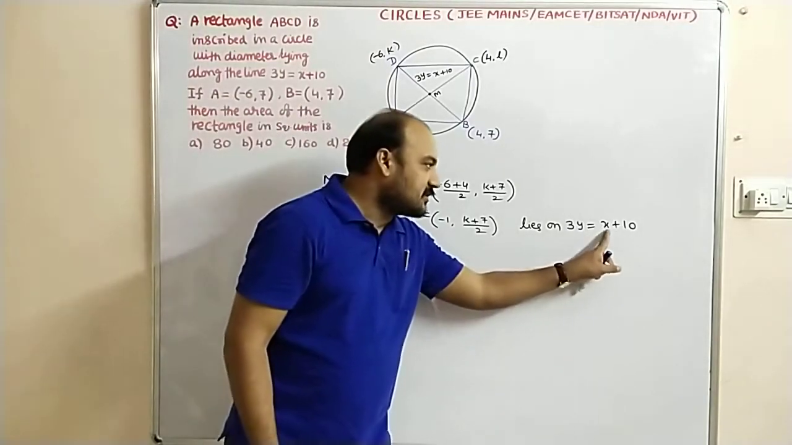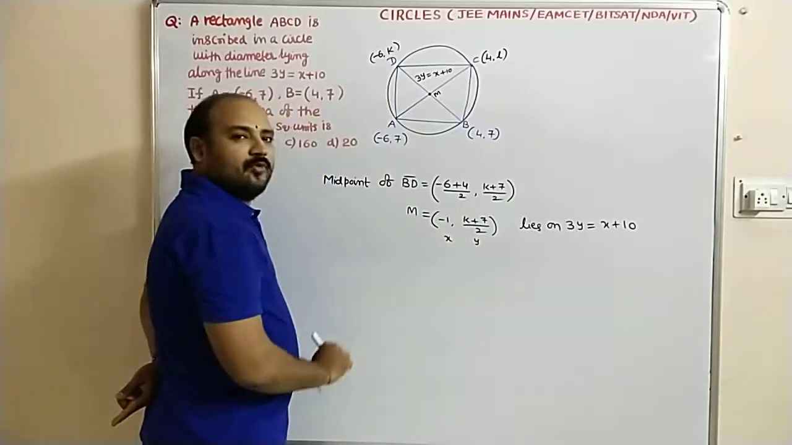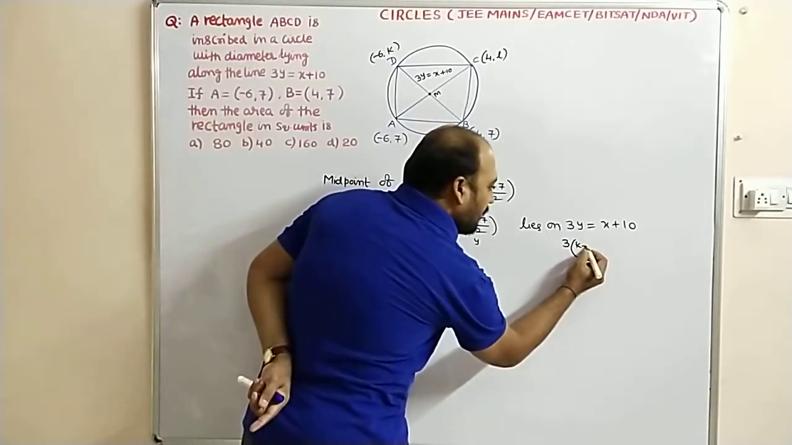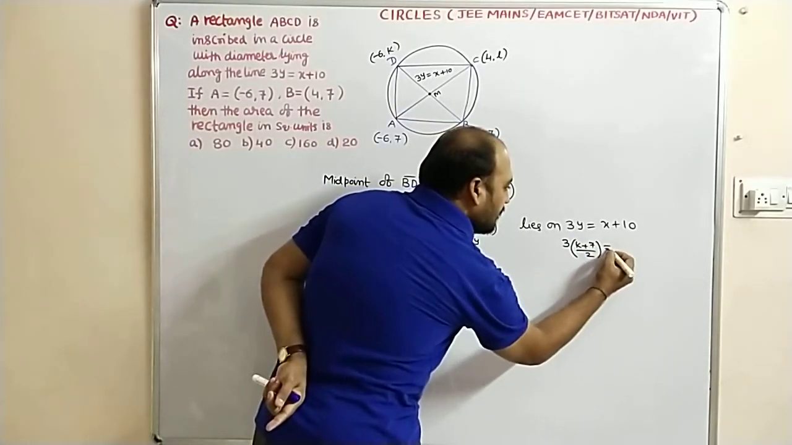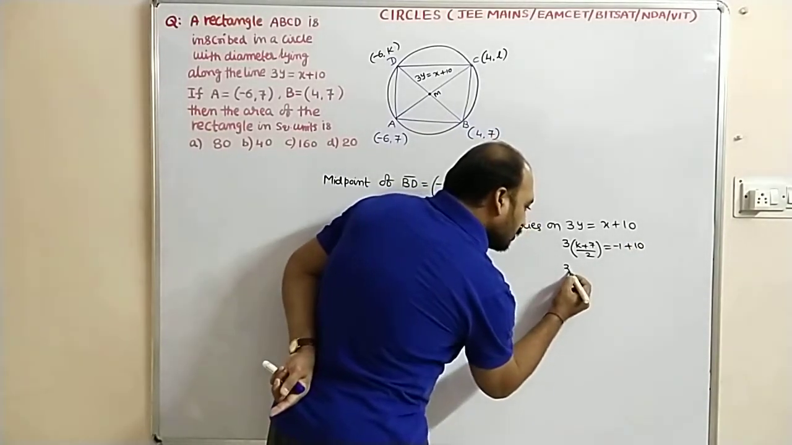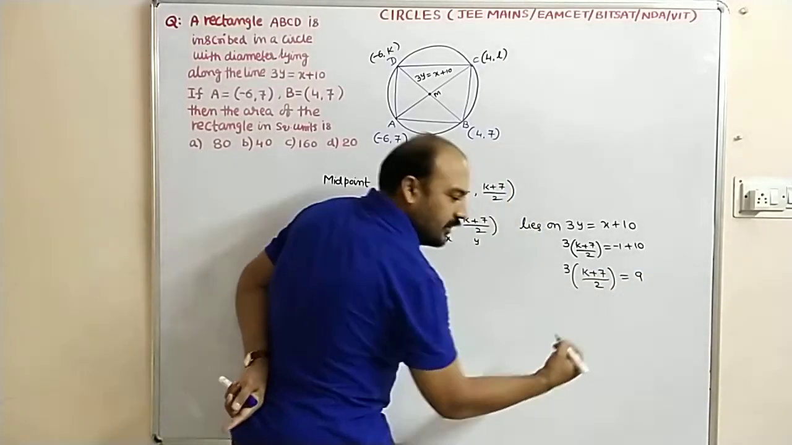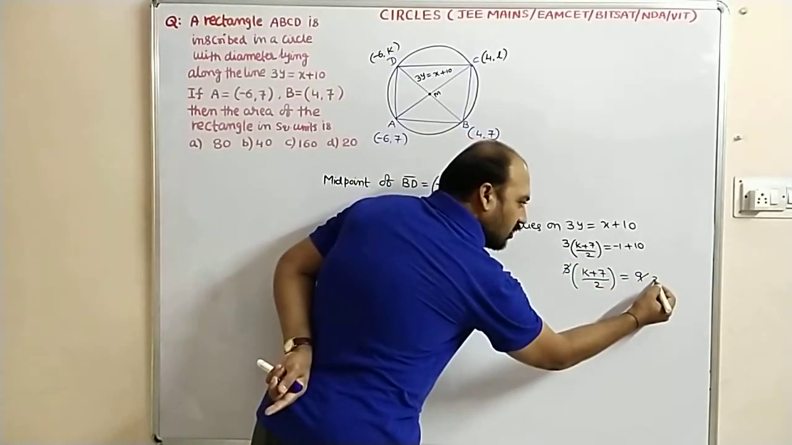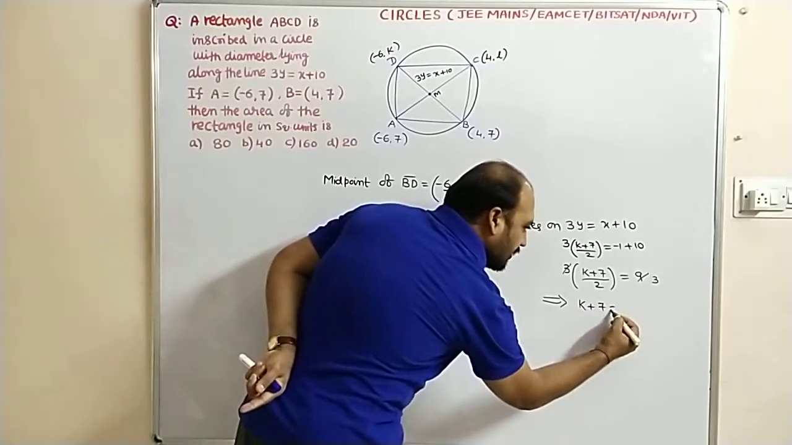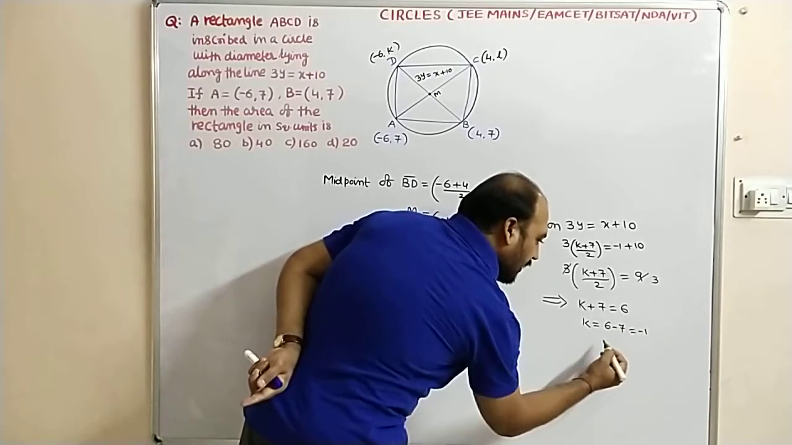Now, in place of x and y, substitute and get the value of k. So 3 into, in place of y, (k + 7)/2, is equal to, in place of x, -1 + 10. So 3 into (k + 7)/2 is equal to 9. Cross multiply: that implies k + 7 = 6. So k = 6 - 7, which is equal to -1.